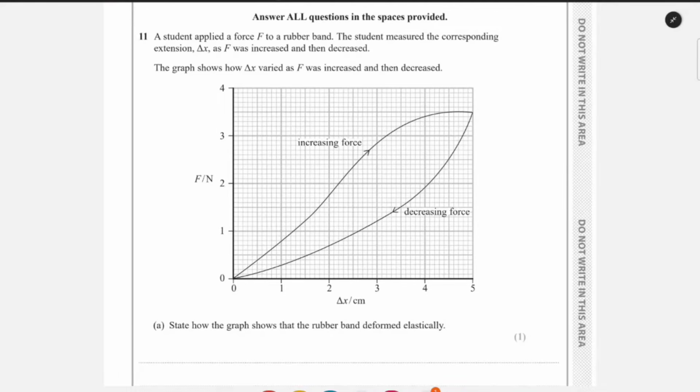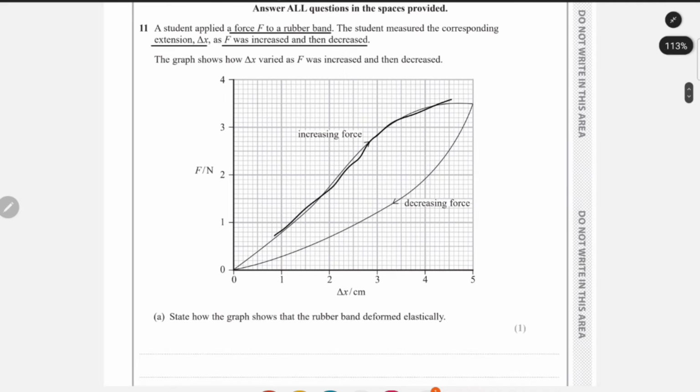Question 11, we are asked, we are given the following information: the student applied a force F to a rubber band and measured the corresponding extension delta X as F was increased and decreased. So this is increasing force. This is when the force was increased and this is when the force was decreased.